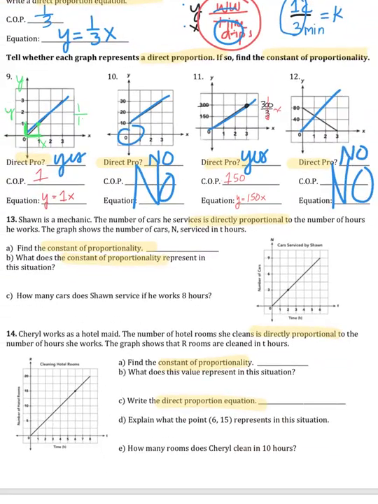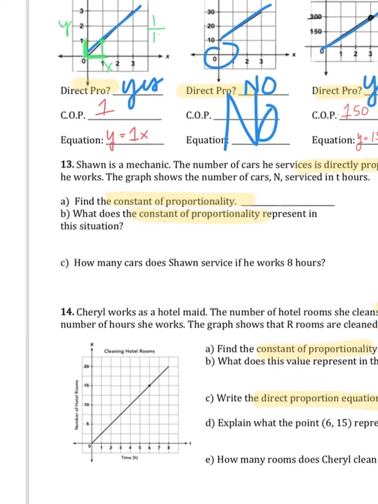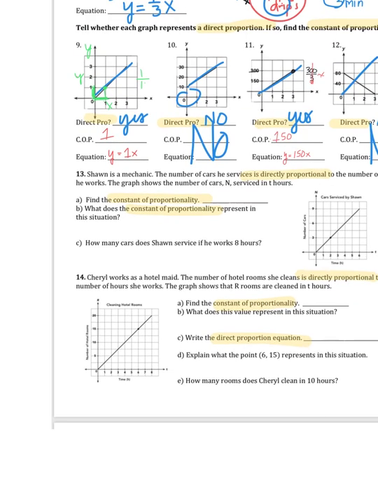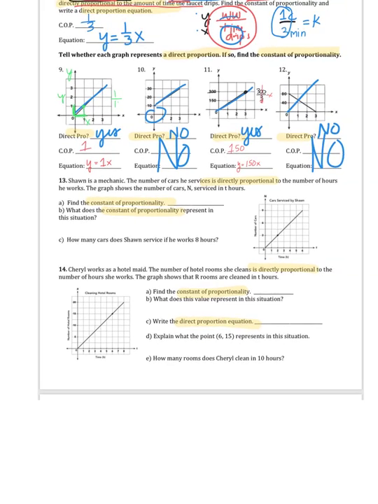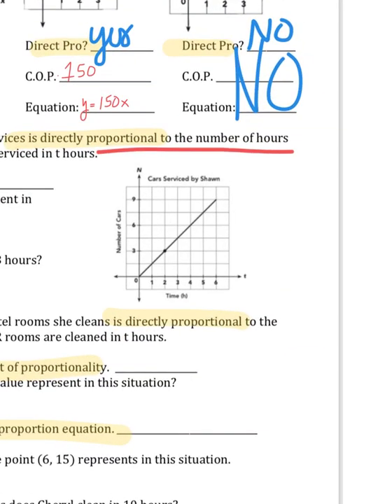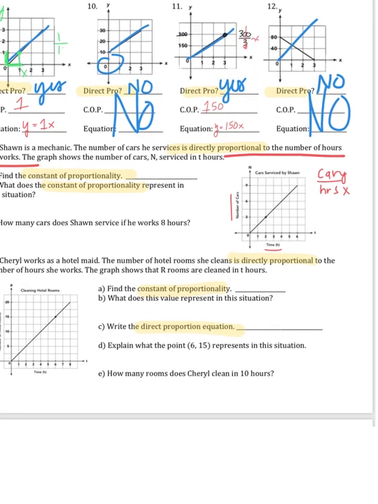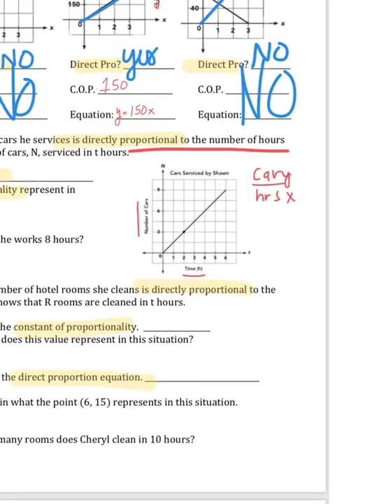Let's look at the next one. Sean is a mechanic, and the number of cars he serves is directly proportional to the number of hours he works. So the cars is directly proportional to the hours. Okay, so this is my y and this is my x. So cars are on this side, time is on this side. Okay, so find the constant.